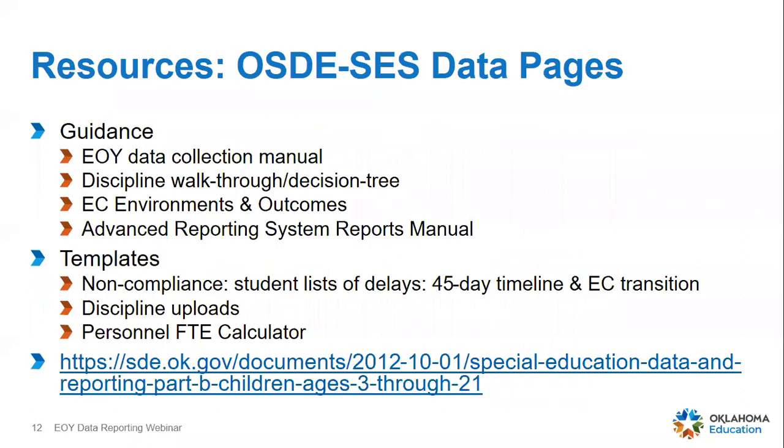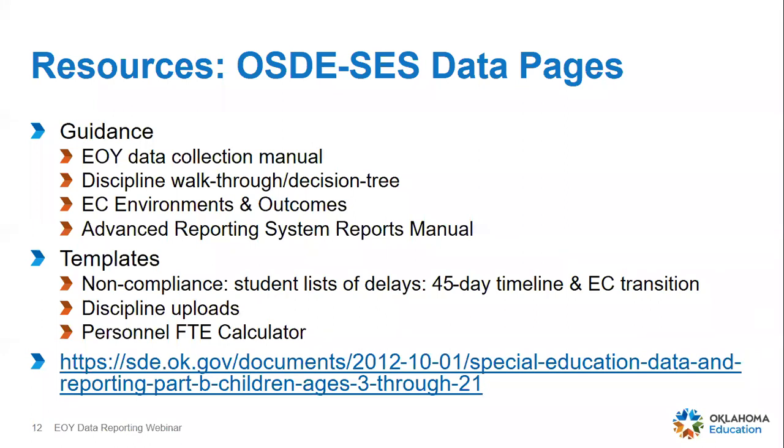Okay, a few resources for you. I'm putting this up front instead of at the end because all of you like to know where you can find this. This is the link where everything is. We have lots of guidance and templates on our website. We have the end of year data collection manual. It's from last year, but it's still mostly up to date. We have a discipline walkthrough, a decision tree for principals and others who need to enter discipline for students into EdPlan and the student information system. We have information on EC environments and outcomes, and then the advanced reporting system reports manual.